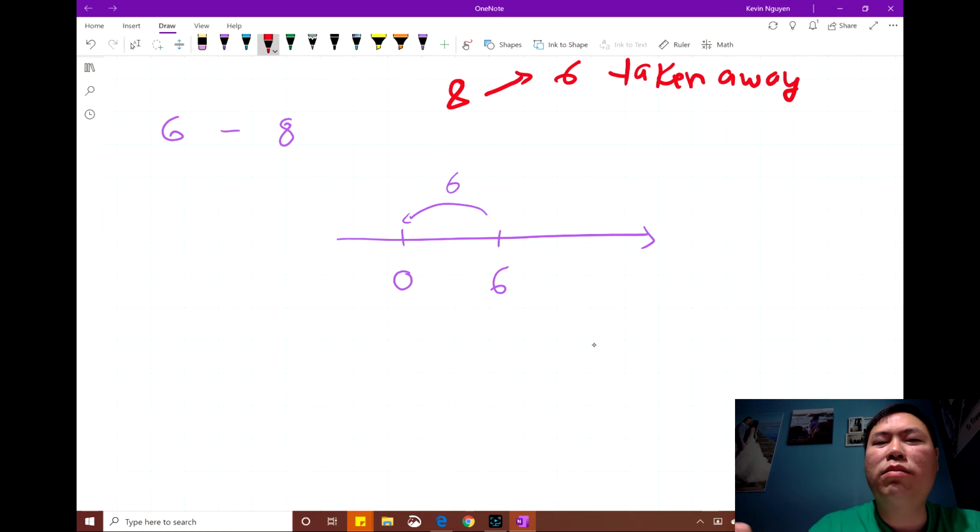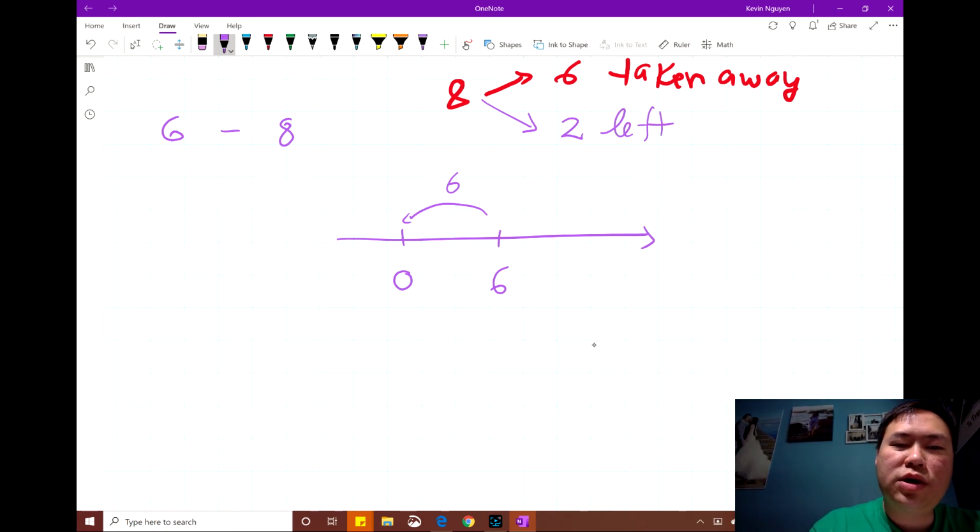So how much more can you take away from 8? Now that you already took away 6, you have 2 left, right? So from 0, you're going to take 2 more. And if you go to the left of 0, 2 more, you're going to get -2. And that's the answer for that.